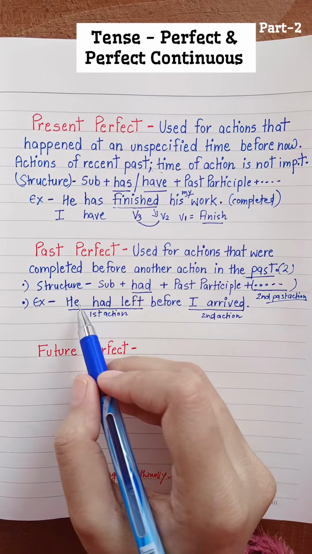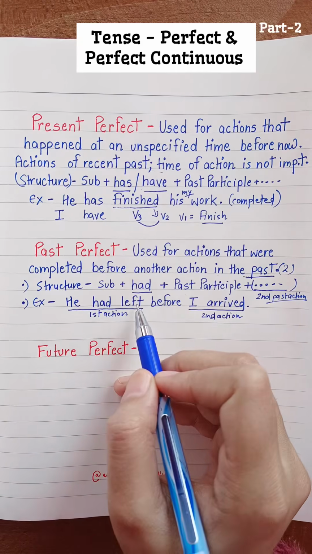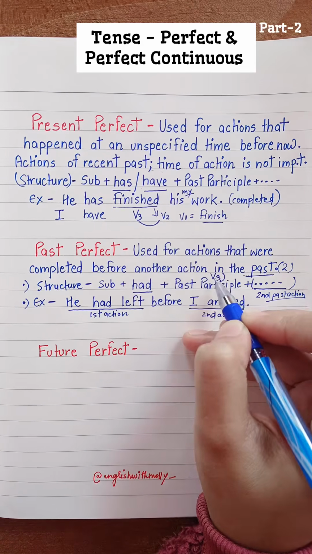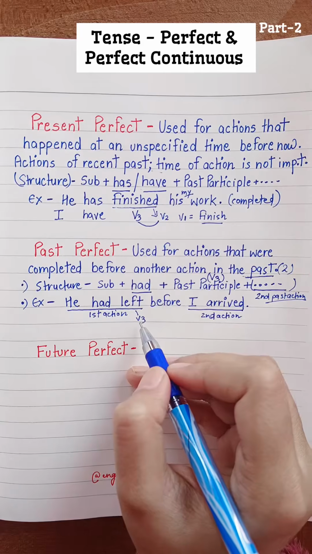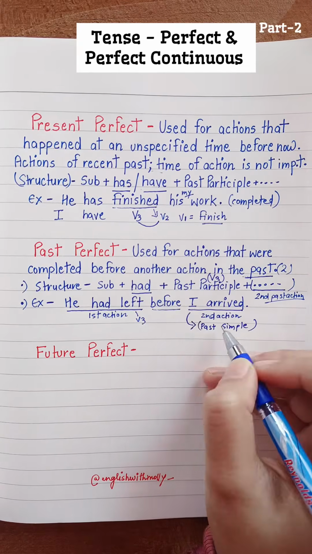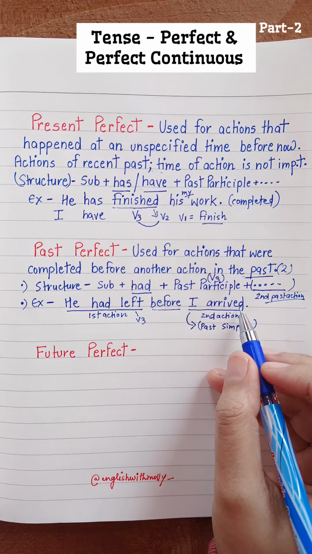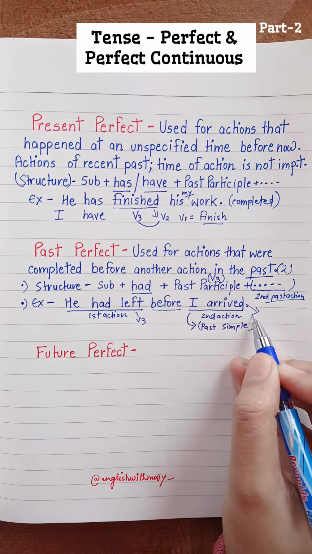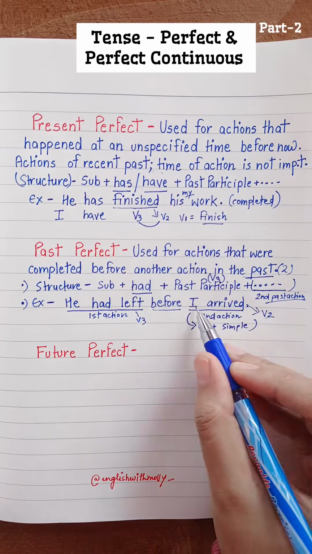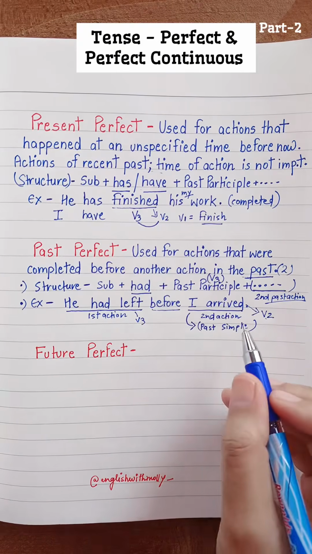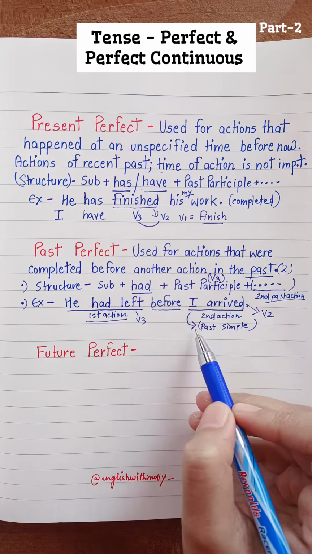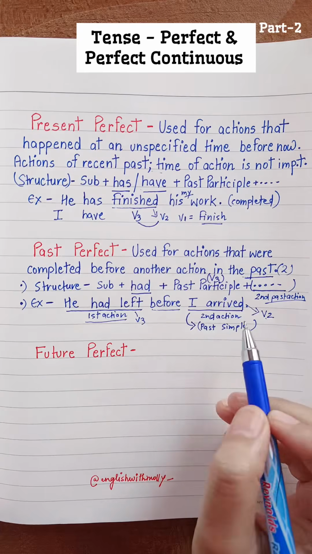So the first action will take the structure he had left, subject plus had plus V3, and the second action will stay in past simple tense. I arrived. Here arrived is V2. Subject plus V2 is a structure for past simple tense. Remember that. First action, second action. He had left before I arrived.